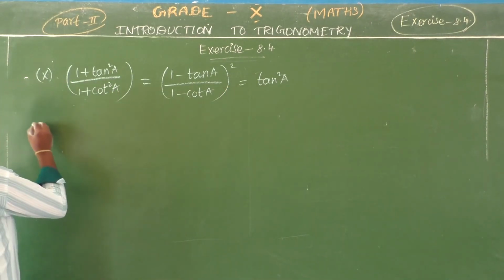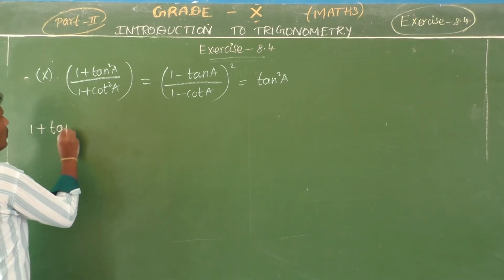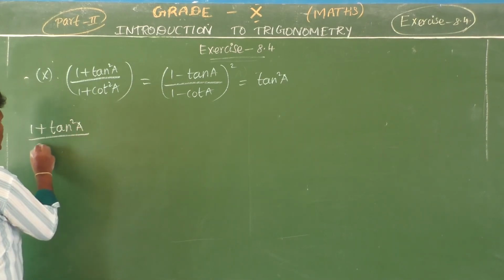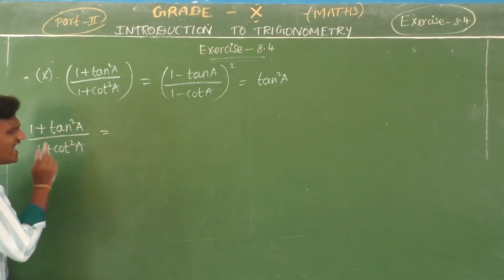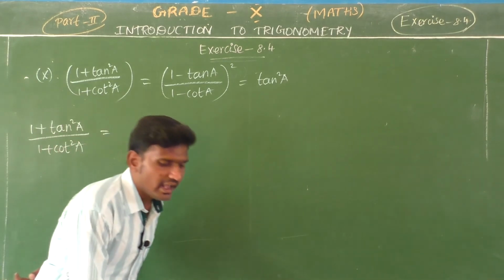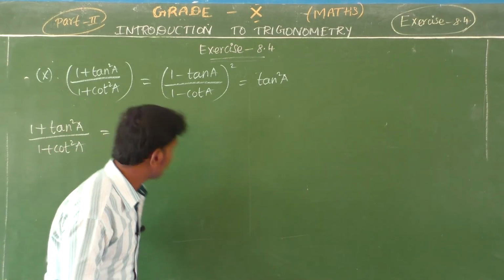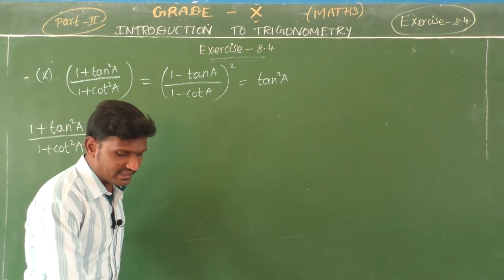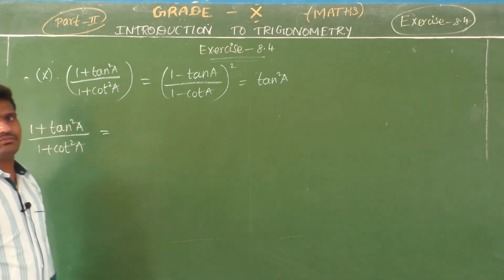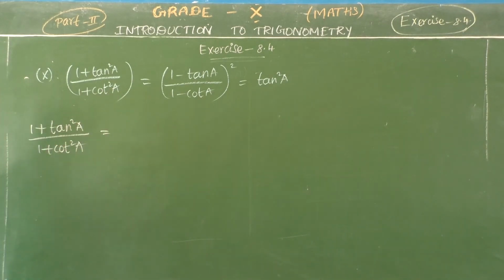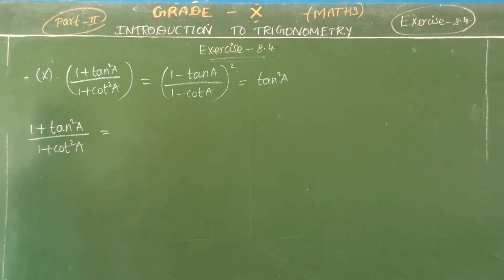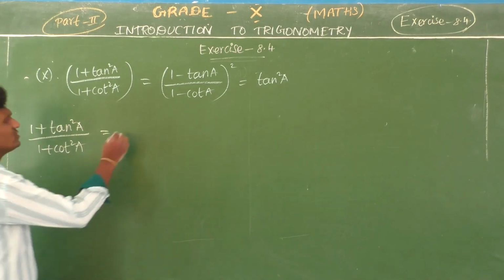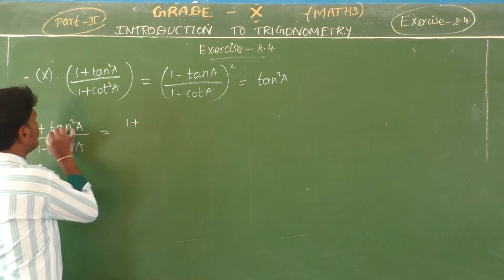Okay. Now the first one I am going to take is 1 plus tan square A by 1 plus cot square A. So already we have the same question in 1 mark in your book. That is the 4th question, 1 mark, 4th question, 4th subdivision. But it is a reciprocal only.